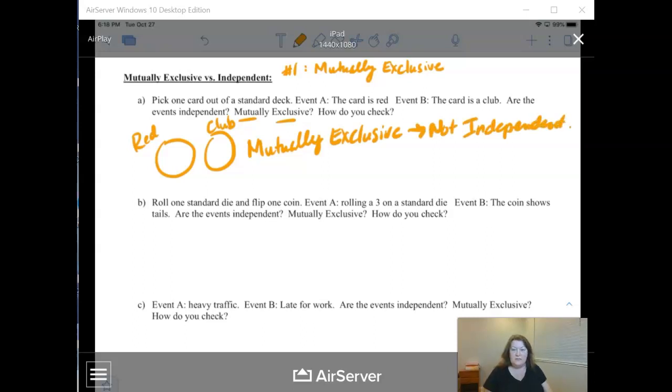The second that I know it's a red, I know it can't be a club. The second I know it's a club, it can't be a red. So knowing something about one event does tell me something about the other event. So that is not independent. And that is always the direction it goes. Once you know it's mutually exclusive, it is not independent.